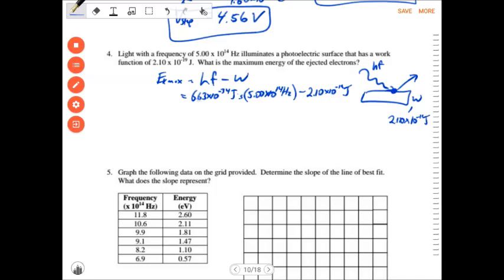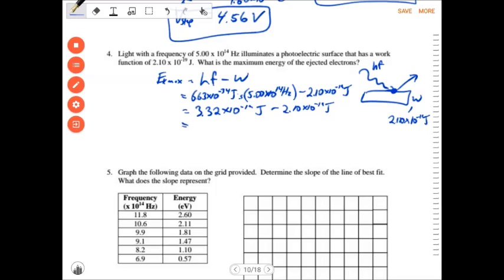Please notice I used the 6.63 because that's the one that has joules. If the work function had electron volts, I would have used the 4.14 version. Of course I didn't. So 6.63 times 10 to the negative 34 times 5 times 10 to the 14th. This photon has 3.32 times 10 to the negative 19 joules of energy. That's how much energy we have coming in, and it takes 2.1 times 10 to the negative 19 to kick the electron off, so we simply subtract them.